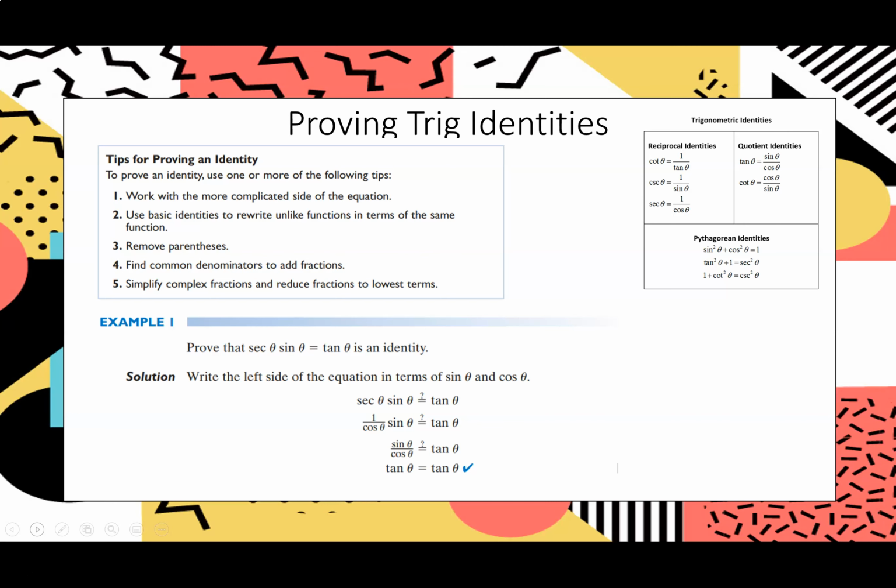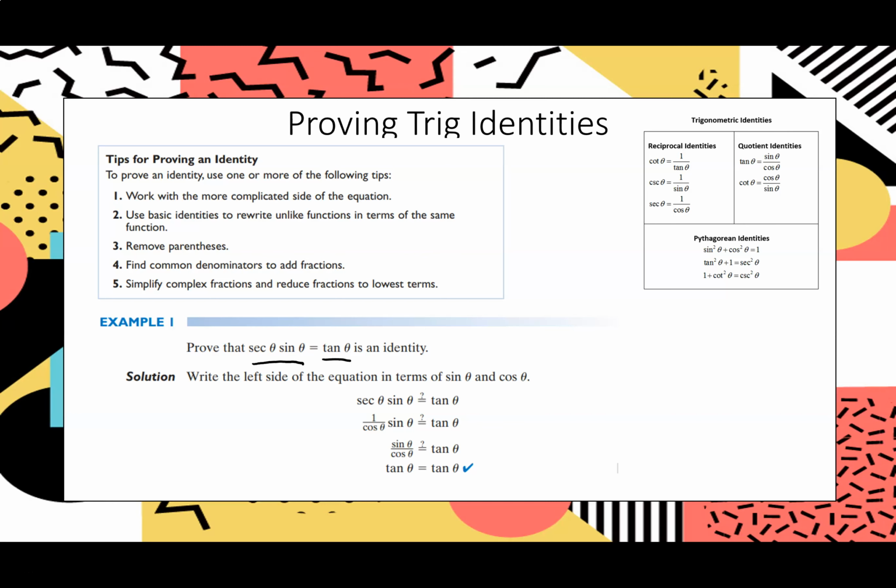So what is the process for proving trig identities? Well, first let's look at what a proof is, and then let's go back to this, and that will make more sense. So here's a question you might get. Prove that secant theta sine theta is the same thing as tan theta, that they're equal. So you're proving that that's an identity.